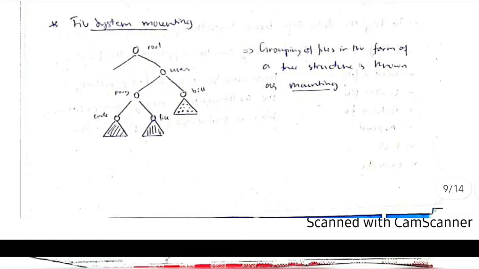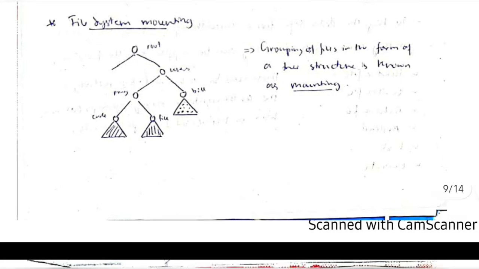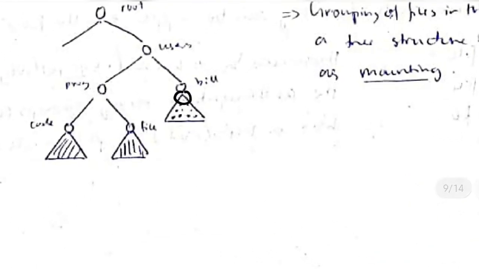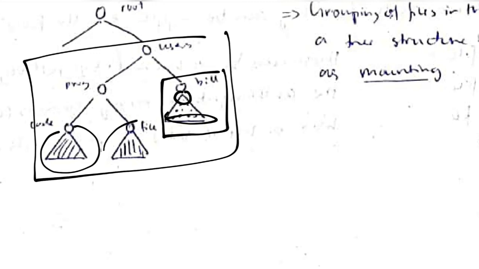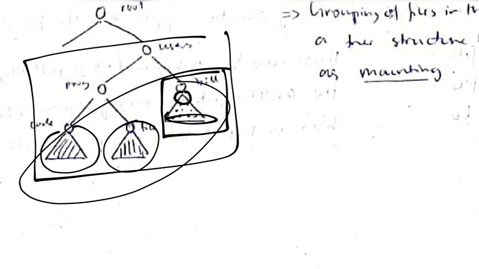Okay, and file system mounting means the files are stored in the form of a tree structure, means the related files will be stored here, where the highest priority ones will be stored up, and the least priority will be stored down, and the whole group will be stored as a part of this tree. Okay, like that many parts will be made. It will be more useful and efficient for searching any element among these nodes.